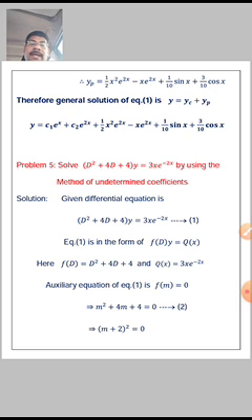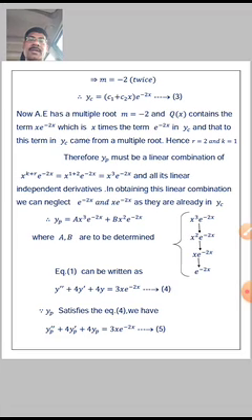The auxiliary equation is f(m) = 0, so m² + 4m + 4 = 0, which gives (m + 2)² = 0. Therefore m = -2, twice. Here yc = (c1 + c2 x) e^(-2x). Therefore, the auxiliary equation has multiple roots, m = -2, and Q(x) contains the term x e^(-2x), which is x times the term e^(-2x) in yc.